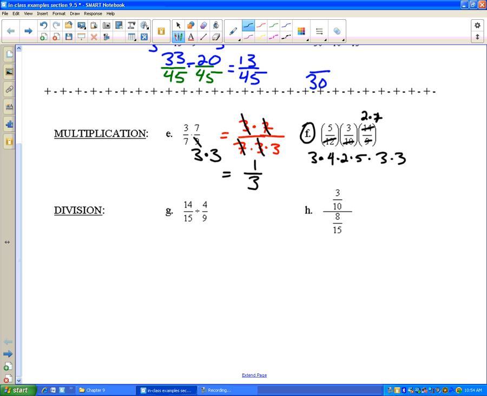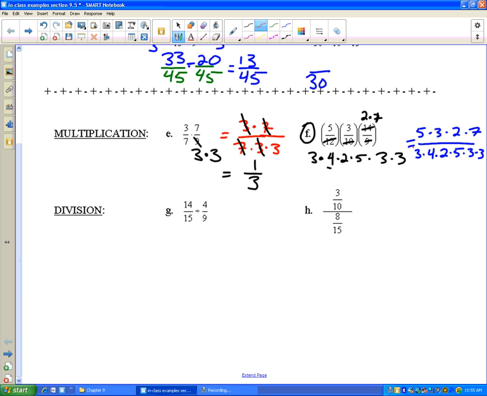Now, could I have written this 4 as 2 times 2? Yes, I could have. There's nothing wrong with doing it this way, but I realize it does reduce down. So now I'm going to multiply. If I write out this step, it's 5 times 3 times 2 times 7 over 3 times 4 times 2 times 5 times 3 times 3.